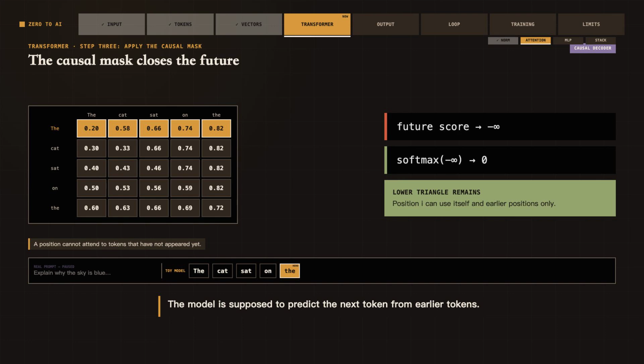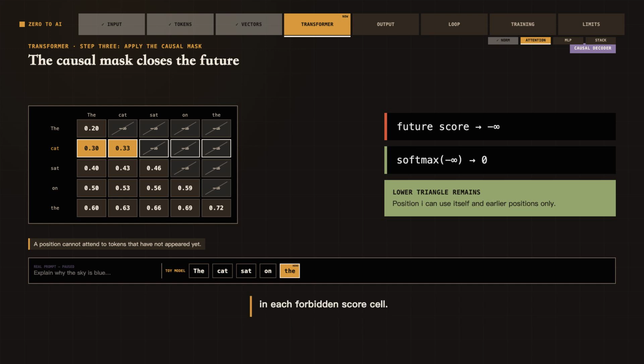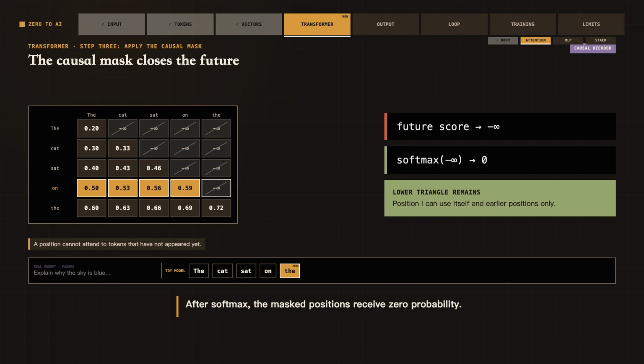The model is supposed to predict the next token from earlier tokens. During training, it must not look at the answer sitting to its right. A causal mask blocks every future position. Before softmax, the model adds a mask that places a very large negative value, conceptually negative infinity, in each forbidden score cell. At position 4, the model may read positions 1 through 4, but not positions 5 or 6. At the last prompt position, it may read the entire prompt, because all prompt tokens are in its past or present. After softmax, the masked positions receive 0 probability.